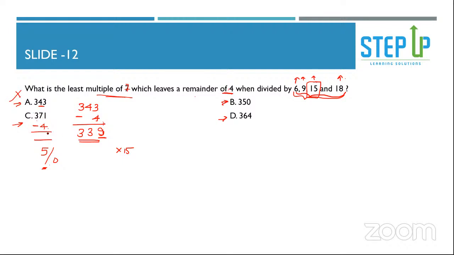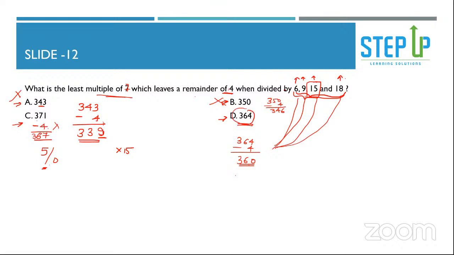So 371 minus 4 will give you 367. No. 350 minus 4 will give you 346. It is also not divisible. 364 minus 4 is giving you 360. So now this number is divisible by 6, by 9, by 15, and by 18. And when you divide 364 by 6, 9, 15, and 18, it will give you remainder 4.